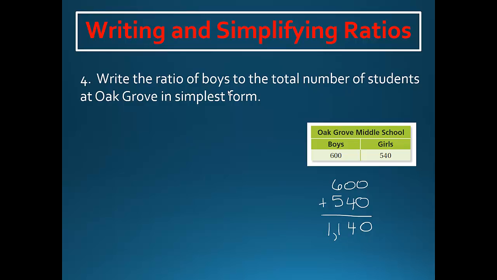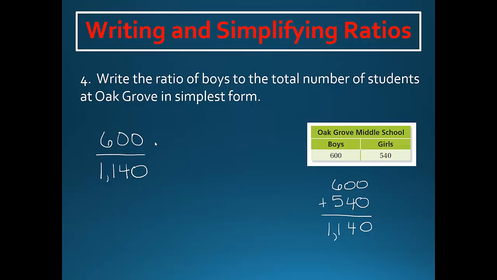So if we want to write a ratio of boys to the total number of students, we write boys first, so 600, and then our total number of students is 1,140. For this problem and the previous problem, I used the fraction method of writing our ratio. You could write the ratio using the other two ways as well and still be able to simplify, but we'll go ahead and use the fraction for this one again.